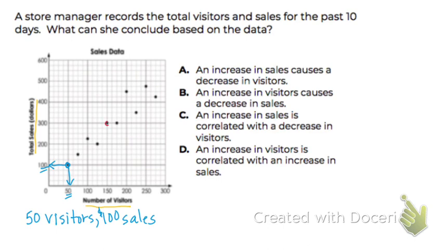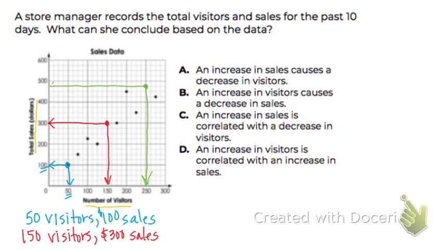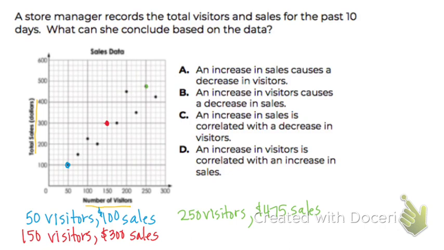Let's pick another one. How about this one right here? This says 150 visitors is $300 in sales. And one more, let's do this one right here. This is 250 visitors, is a little less than $500 in sales. So 475 maybe, around there. So by picking these few points, I see that as the number of visitors goes up from 50 to 100 to 250, my sales is going up from 100 to 300 to 475.